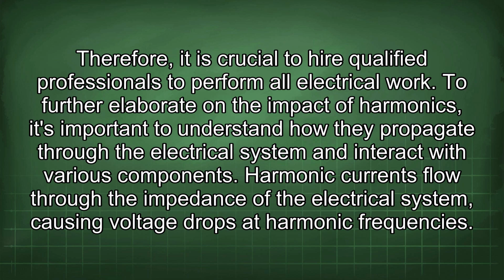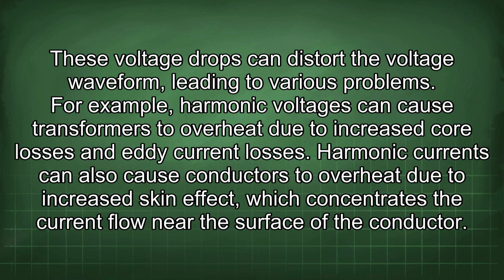To further elaborate on the impact of harmonics, it's important to understand how they propagate through the electrical system and interact with various components. Harmonic currents flow through the impedance of the electrical system, causing voltage drops at harmonic frequencies. These voltage drops can distort the voltage waveform, leading to various problems. For example, harmonic voltages can cause transformers to overheat due to increased core losses and eddy current losses. Harmonic currents can also cause conductors to overheat due to increased skin effect, which concentrates the current flow near the surface of the conductor.